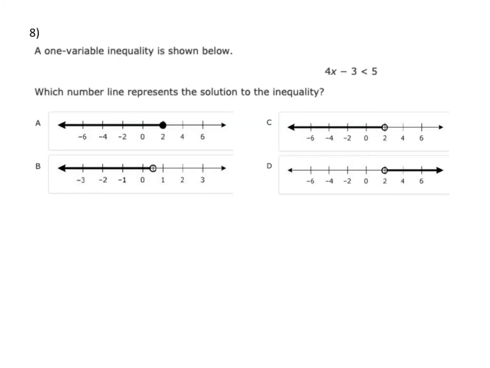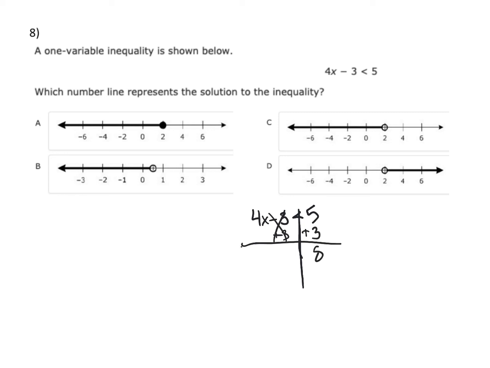Number 8, a one variable inequality is shown below. Which number line represents the solution to the inequality? So the first thing I need to do is solve the inequality. So I have 4x minus 3 is less than 5. So the first thing I do is I draw my line. Now I'm going to do the opposite of negative 3, which is positive 3. What I do to one side, I do to the other. So we cancel out over here.